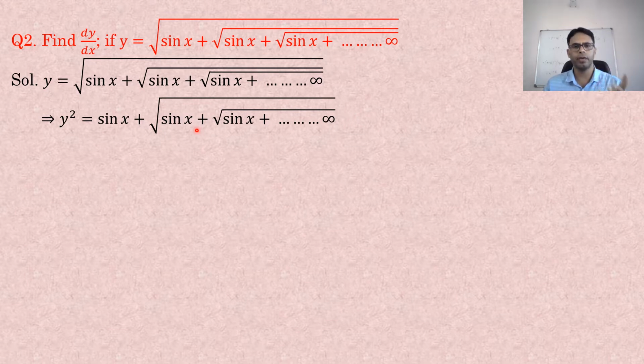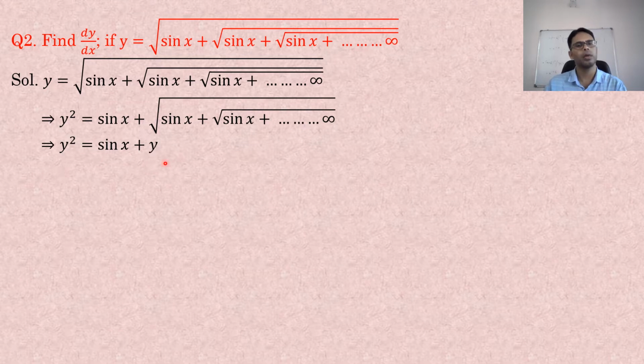As I already told you, in an infinite series, if you remove one term or add an extra term, the series remains infinite. Though one term is separated here, that is the root over sin x, the rest of the terms are again root sin x plus root sin x up to infinity. Therefore this total term can be taken as y again, because it is equal to y given in the question.